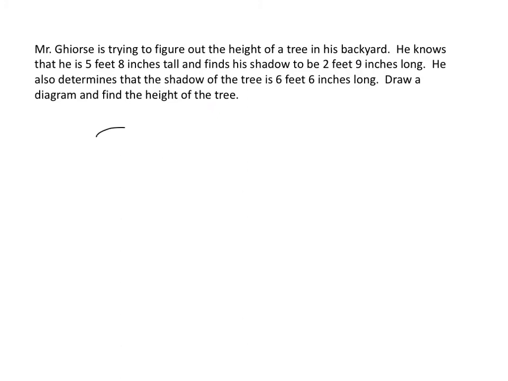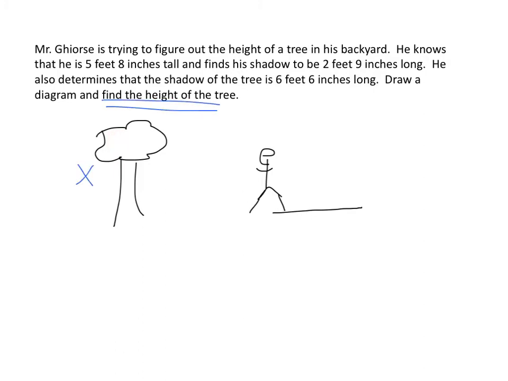Okay, Mr. G's got a height. He wants to figure out the height of a tree. He's got a tree in his backyard. Here's Mr. G. Mr. G, I apologize, this picture's terrible. So we know Mr. G's height. Here's Mr. G's shadow. He determines the shadow of the tree, so he could measure that. And what we're going to do is try to figure out the height of the tree. So we can put an x here for the height of the tree. That's what we're trying to find.